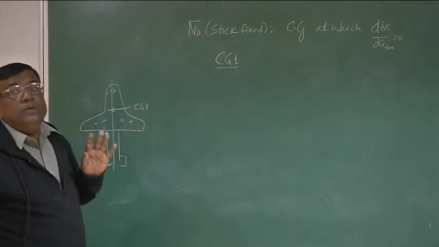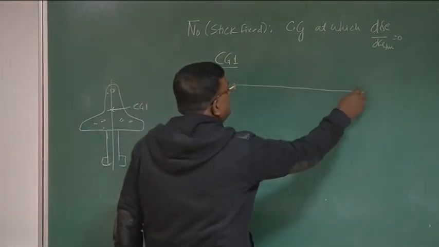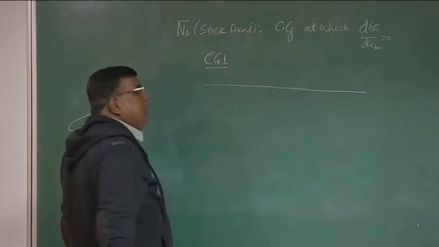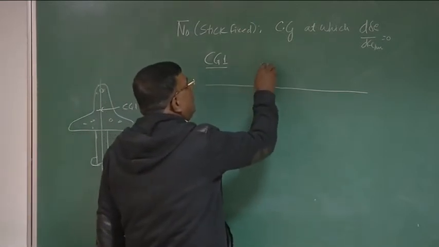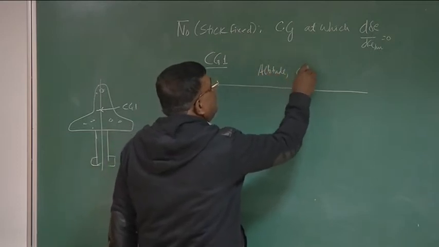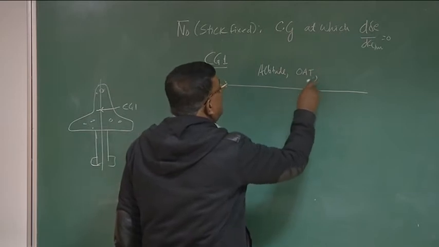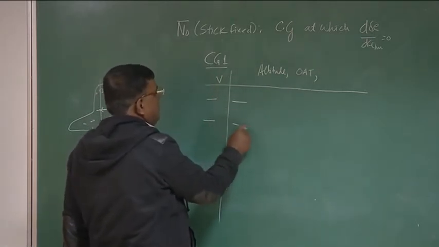Then I go for a cruise. Cruise means I go to an altitude and I maintain unaccelerated flight. So I note down what is the altitude, I note down what is the outside air temperature, I note down what is the V I am cruising with.